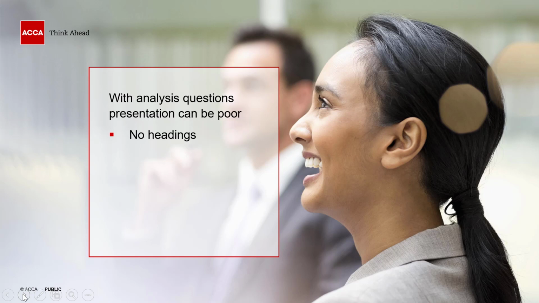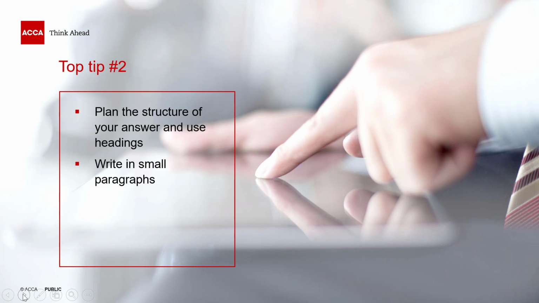Now, the way you present your answers in section C is so important. Poorer performing students do not use headings and provide continuous text. This makes it difficult for markers to identify the separate points that are trying to be made. Stronger candidates not only use clearly presented workings, but also use headings and write in small paragraphs. So my second top tip is to use headings and to write in small paragraphs.